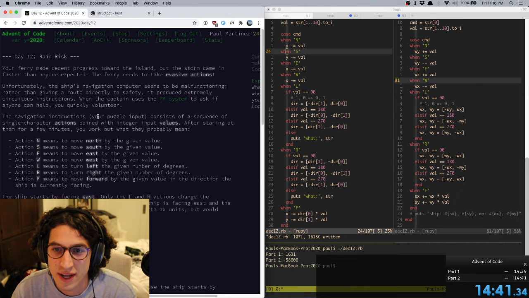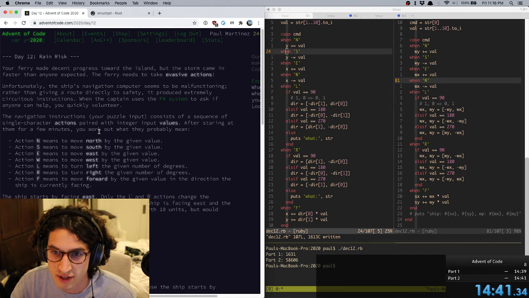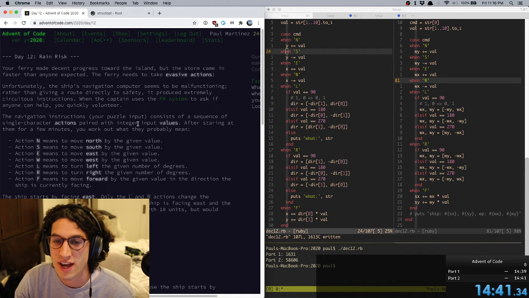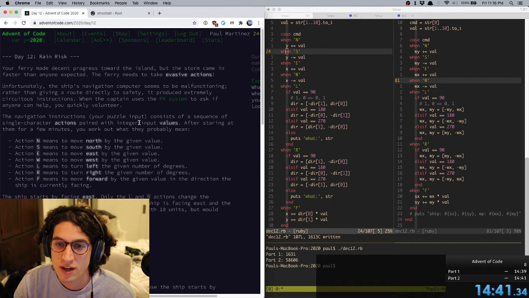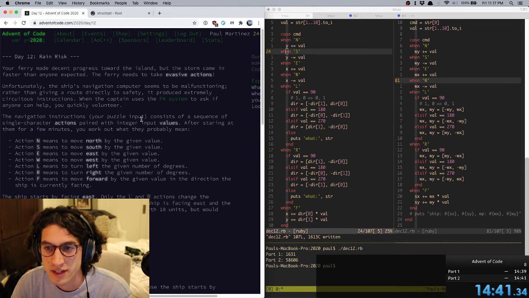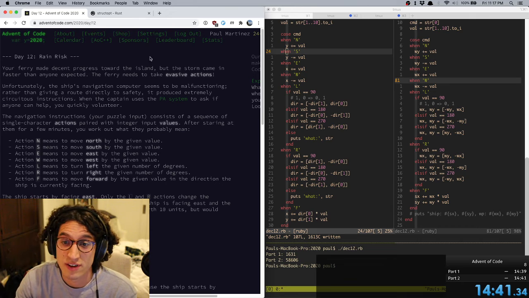Day 12, rain risk. Your ferry made decent progress toward the island, but the storm came in faster than anyone expected. The ferry needs to take evasive actions. Fortunately, the ship's navigation computer seems to be malfunctioning. Rather than giving a route directly to safety, it produced extremely circuitous instructions. When the captain uses the PA system to ask if anyone can help, you quickly volunteer.